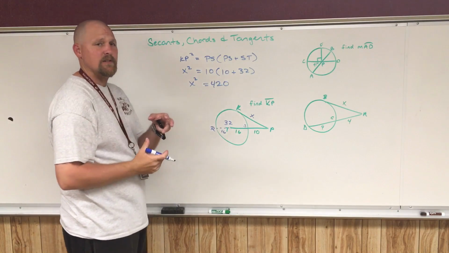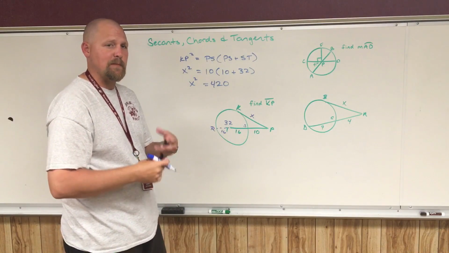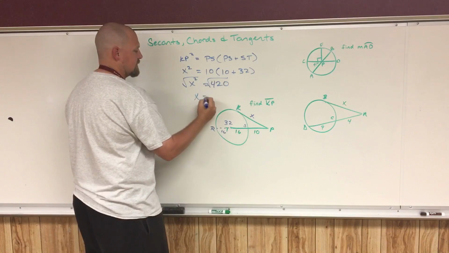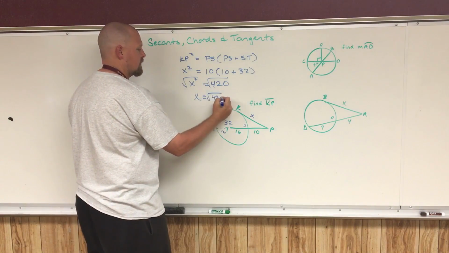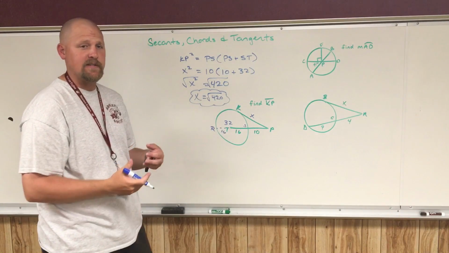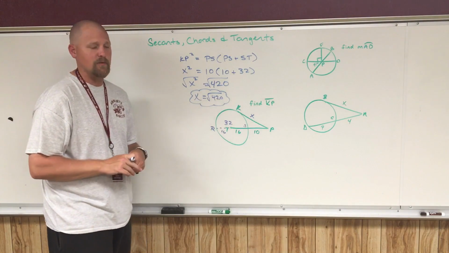And guys, I'm not going to find the square root decimal number. I'm just going to give you the exact value. So you take the square root of both sides, and x is equal to the square root of 420. You can pop that into your calculator and round to the nearest tenth if that's what your directions ask for.